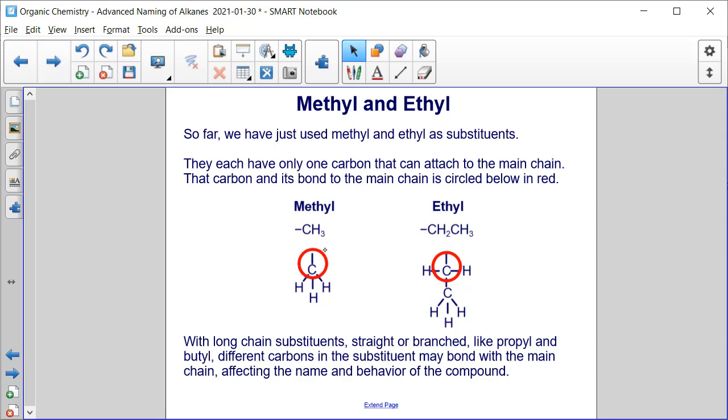So we have methyl, which has one carbon, and ethyl, which attaches in one place to the main chain and then has a second carbon. So with long chain substituents, straight or branched, like propyl and butyl, which we're going to talk about in this next section, different carbons in the substituent may bond with the main chain, affecting the name, but not just the name, also the behavior or the function of the compound.